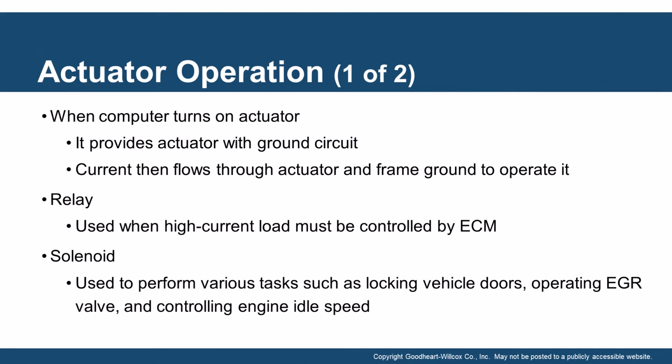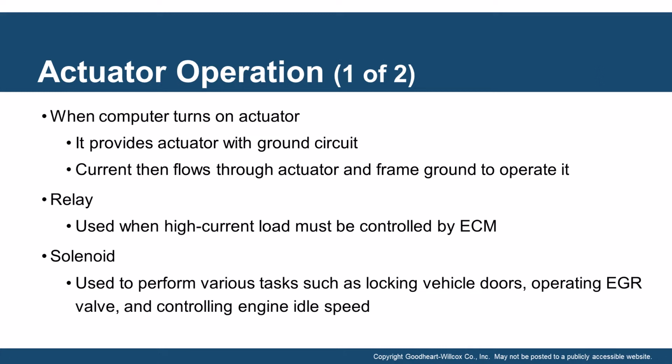When the computer turns on the actuator, it provides the electrical actuator with a ground circuit. So you're going to hear this ground side control terminology, and that means that the control unit, or the computer in this case, always is controlling the actual ground side of the circuit. The current then flows through the actuator to the frame ground to operate it. So on our vehicles, our chassis acts as the ground in almost every case.